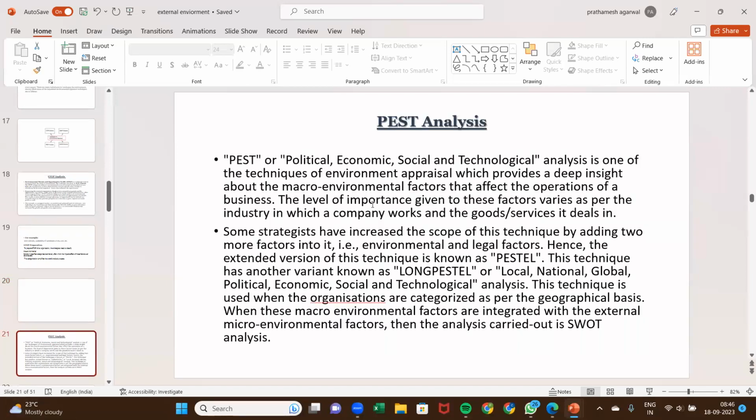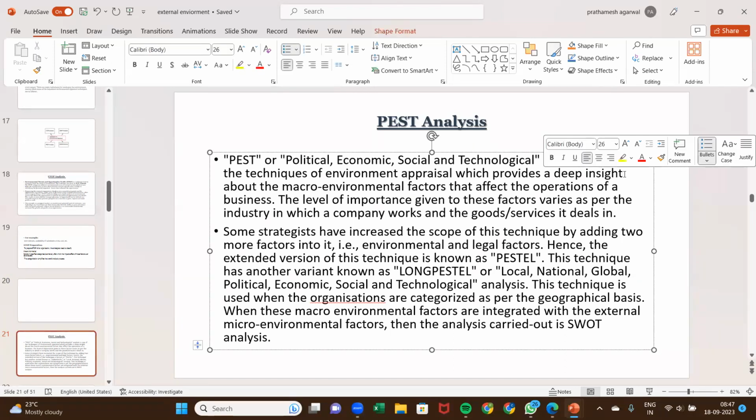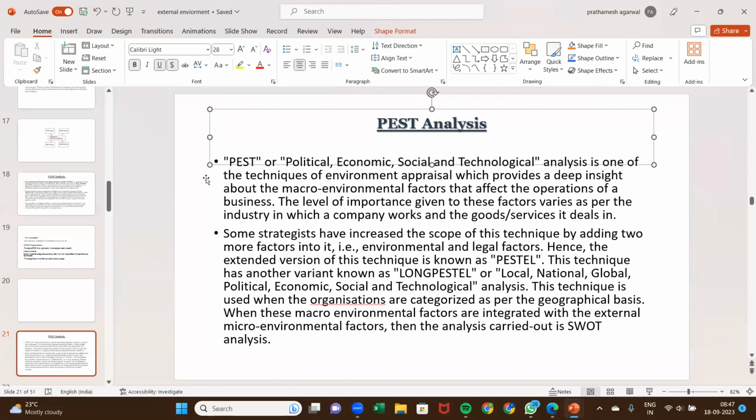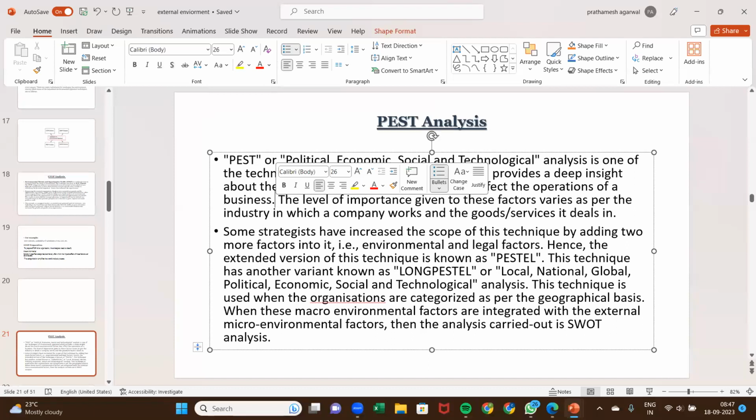All right. Now, PEST analysis. PEST stands for political, economic, social, and technological analysis. It is one of the techniques of environment appraisal, which provides a deep insight, right? Deep insight means it helps us to study in depth about the micro environmental factors that affect the business.